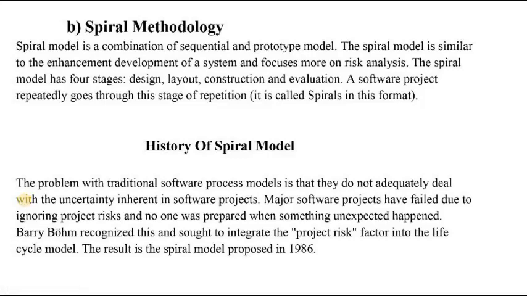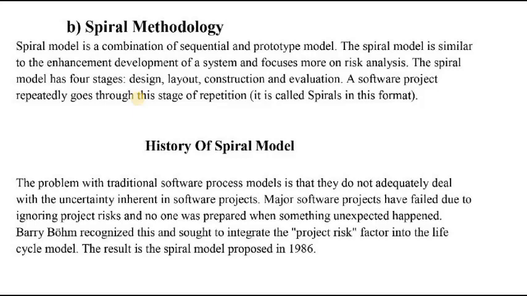Second method, spiral methodology. What is the spiral methodology? The spiral model is a combination of the sequential and prototype models. It is similar to the enhancement development of a system and focuses more on risk analysis. The spiral model has 4 stages: design, layout, construction, and evaluation. A software project repeatedly goes through these stages of repetition. It is called spiral in format.